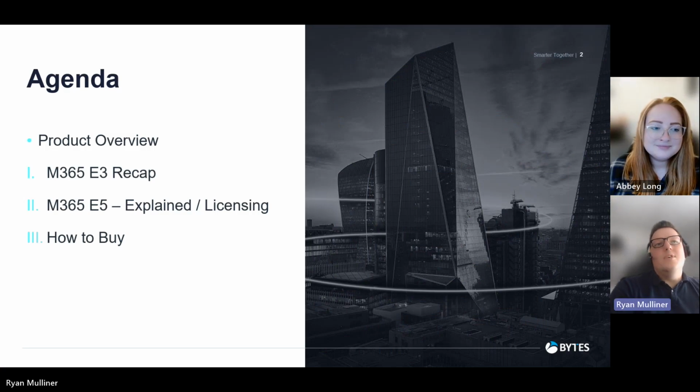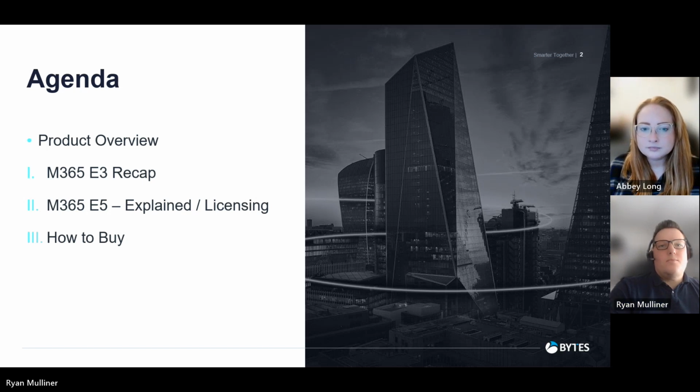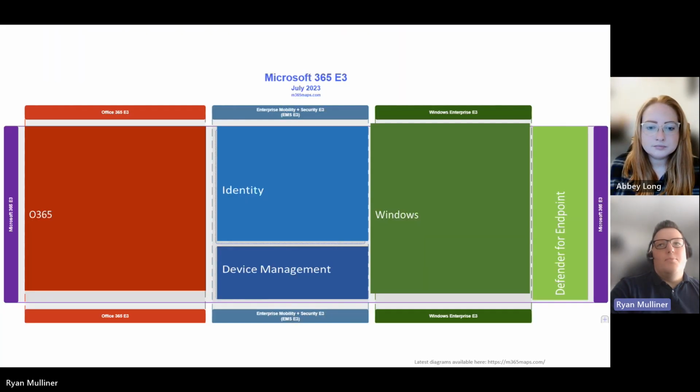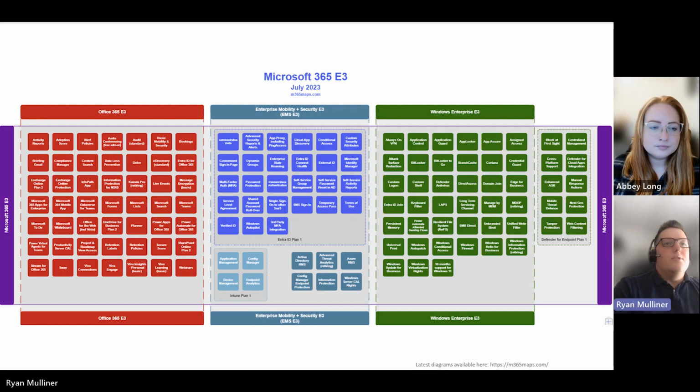So we'll start with an M365 E3 recap, then moving on to M365 E5 explained and licensing, and also how to buy. So starting with the recap, M365 is broken down into 5 different feature sets, as shown here. So starting with Office 365, EMS, Windows, and Defender for Endpoint. These make up all the components of M365 E3.